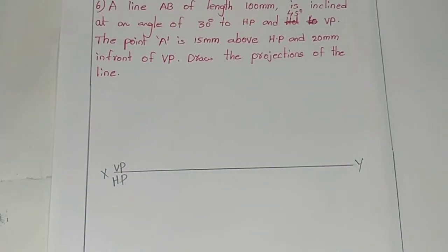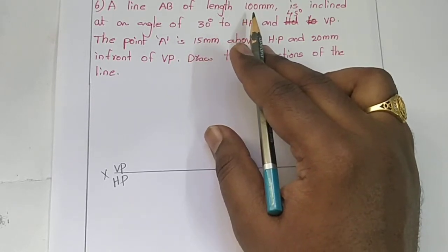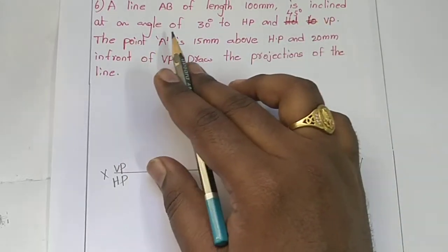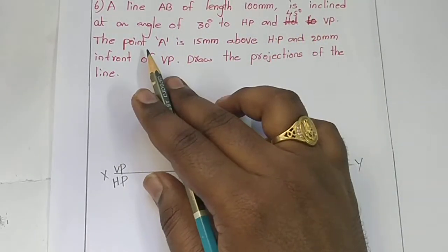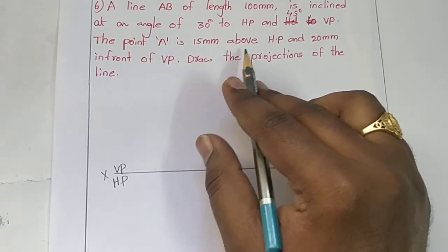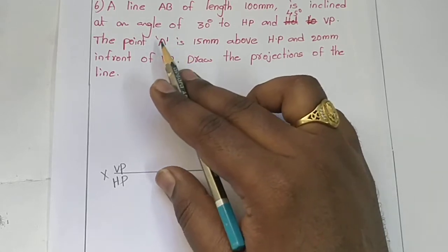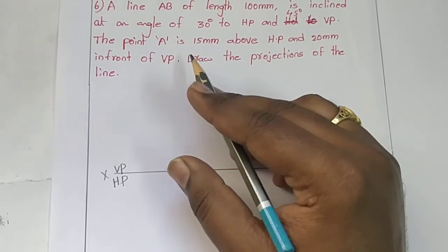Here the problem is given: the length of the line AB is 100 mm, inclined at an angle of 30 degrees to HP and 45 degrees to VP. The point A is 15 mm above HP and 20 mm in front of VP. That is the position of A, but the position of point B is not given. We need to identify the position of point B.